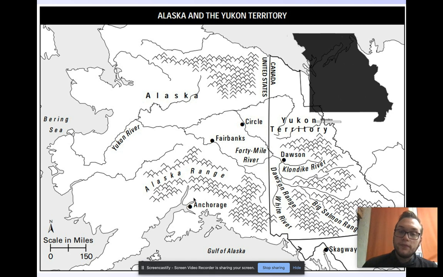I also want to point out that on this map, over here on the left is Alaska, and over here on the right is the Yukon Territory. The Yukon Territory is actually in Canada, in northern Canada. It is a brutal place to go, especially during the winter time. Everything is frozen and it is always, always cold.